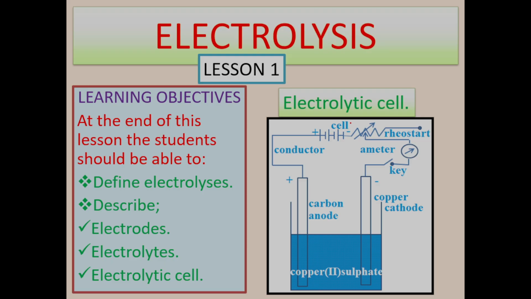We have the cell, we have the variable resistor, which is the rheostat, we have the ammeter, we have the key. These are components of a circuit. We have the electrodes: the anode, which is carbon, and copper as our cathode. Then we have a conductor, and you can see clearly our anode is positive and our cathode is negative. Then you have the electrolyte, the solution that conducts electricity.